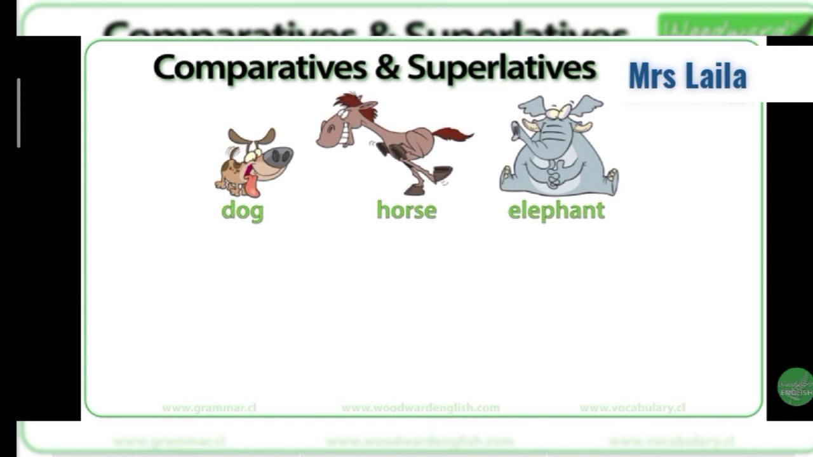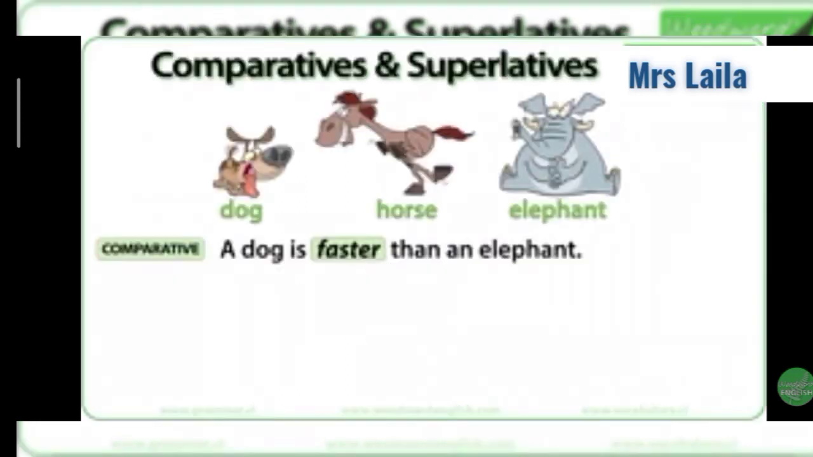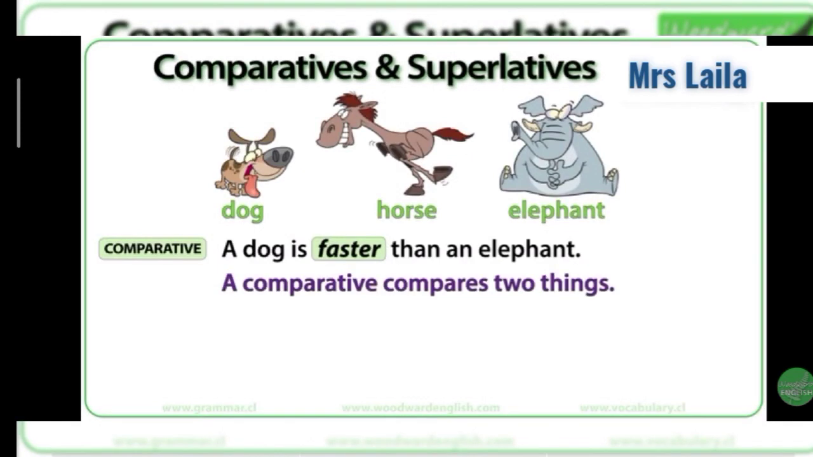Let's compare the dog and the elephant with the adjective fast. We say a dog is faster than an elephant. Faster here is a comparative. A comparative compares two things.